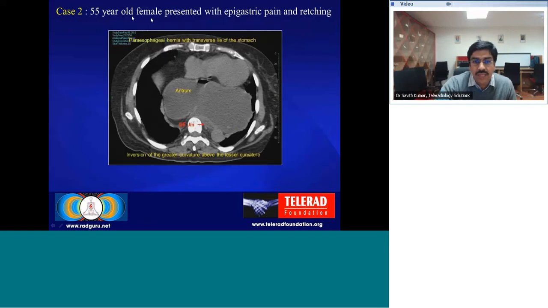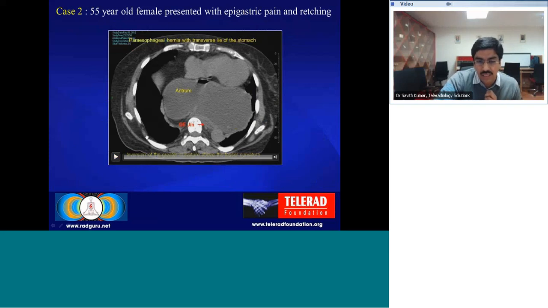It's a 55-year-old female who presented with epigastric pain and retching. So on this image, what we see is a large hiatal hernia or a paraesophageal hernia, which is filled with a distended stomach, with intrathoracic herniation of the stomach. And the stomach is transversely oriented. So this is the antrum of the stomach.